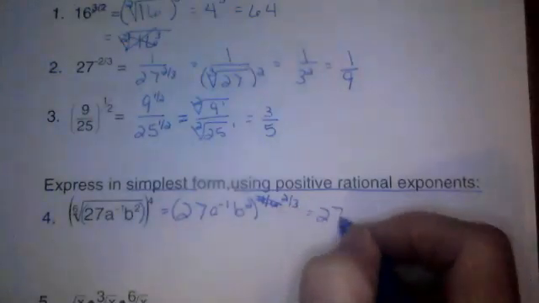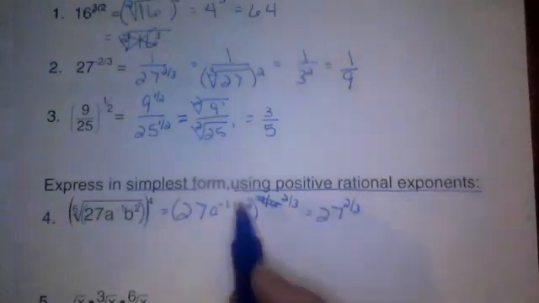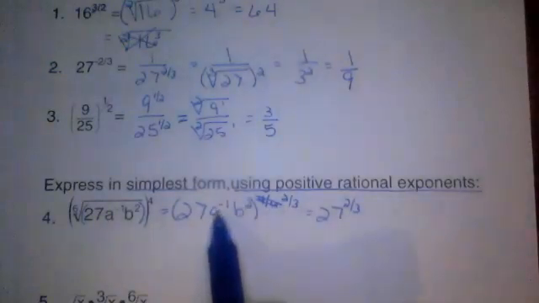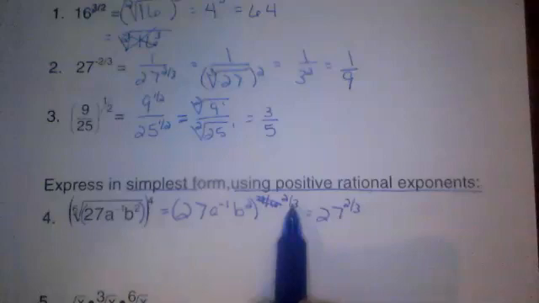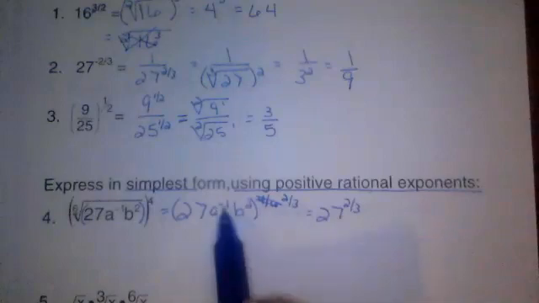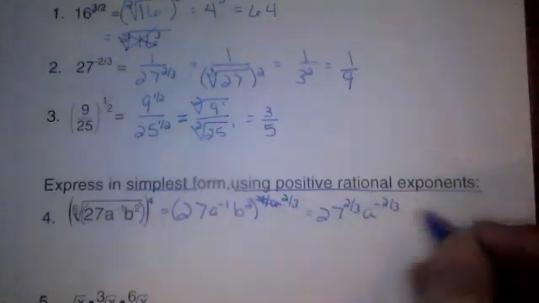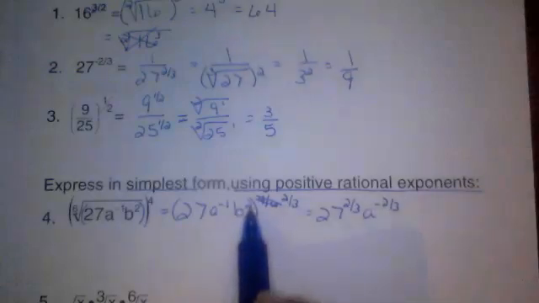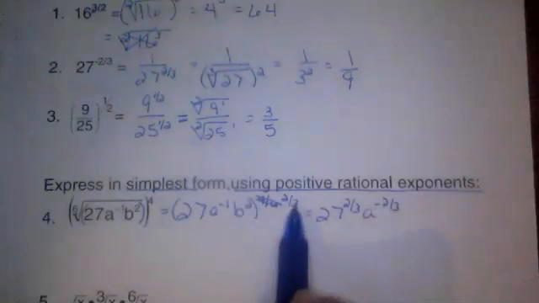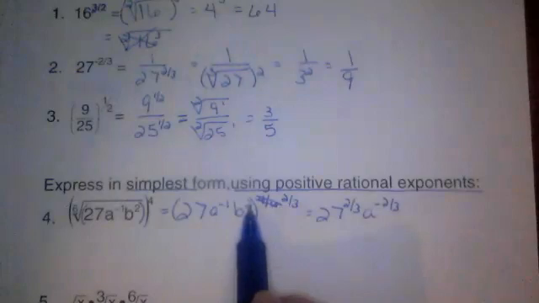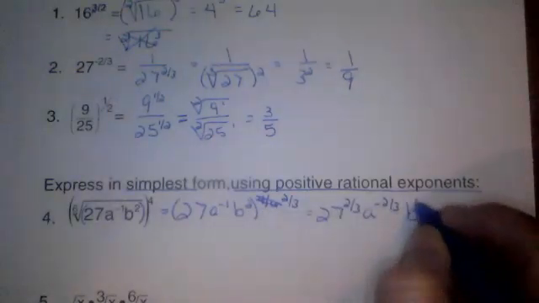So we have 27 to the 2/3 power, and then a to the -1 raised to the 2/3 power, power to a power. That's also in your 6-1 notes. You're supposed to multiply. So -1 times 2/3, -2/3. And then b to the 2nd raised to the 2/3. We multiply those. This is 2 over 1 times 2 over 3 would be 4 over 3 power.